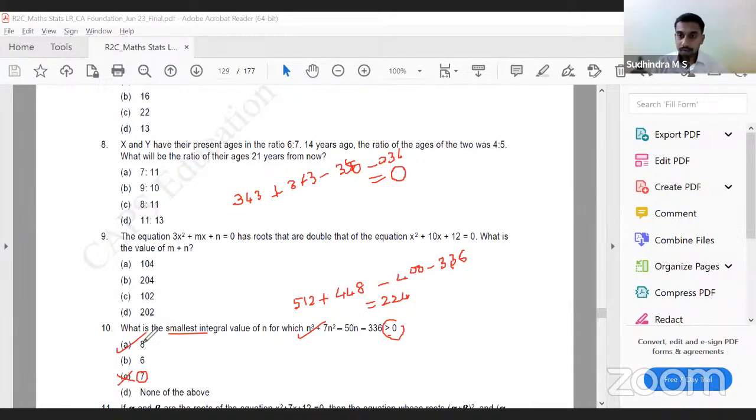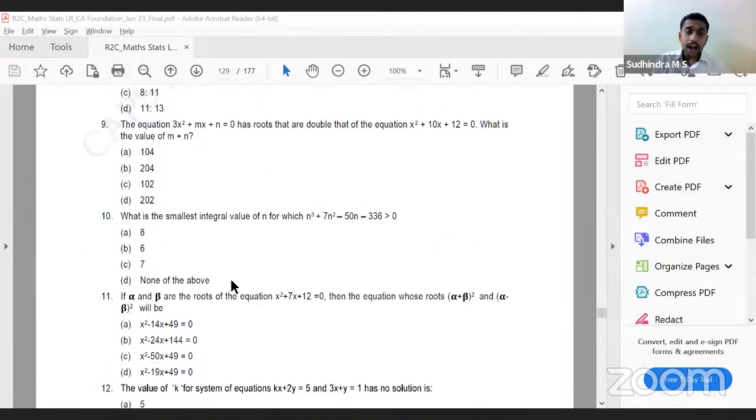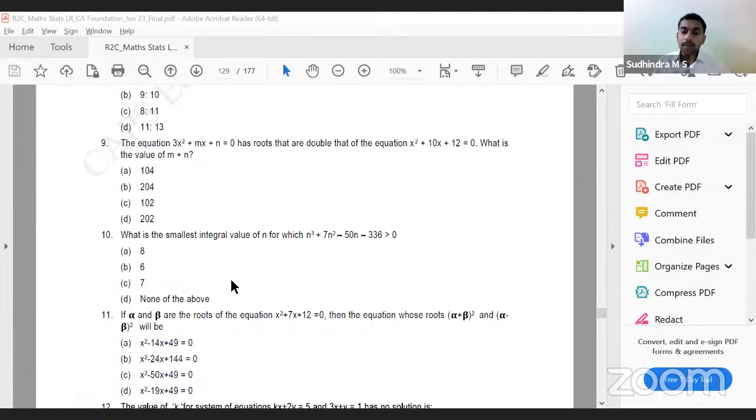Clear? Yes. The next one, question number 11. If alpha and beta are the roots of the equation x square plus 7x plus 12 equal to 0, then the equation whose roots are alpha plus beta square and alpha minus beta square will be... Option C, sir. This similar problem we have solved in the class. Option C is the right answer.